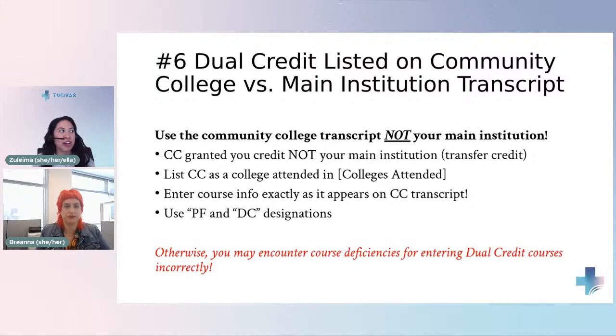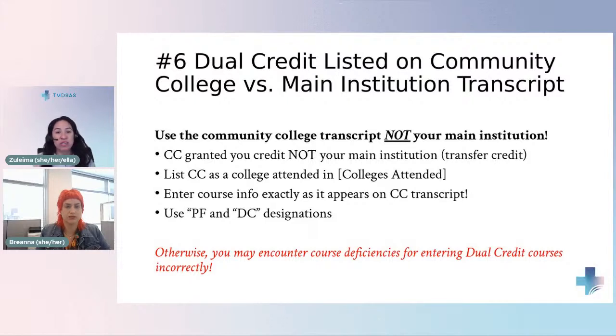So as you saw, I had Texas Tech. I would need to go back in there and add my local community college as a school that I attended as well. You'll enter the course exactly as it appears on the community college transcript, and you'll use pre-freshman and dual credit designations. Otherwise, you may encounter course deficiencies for entering dual credit courses incorrectly. And I'm just speaking from experience.